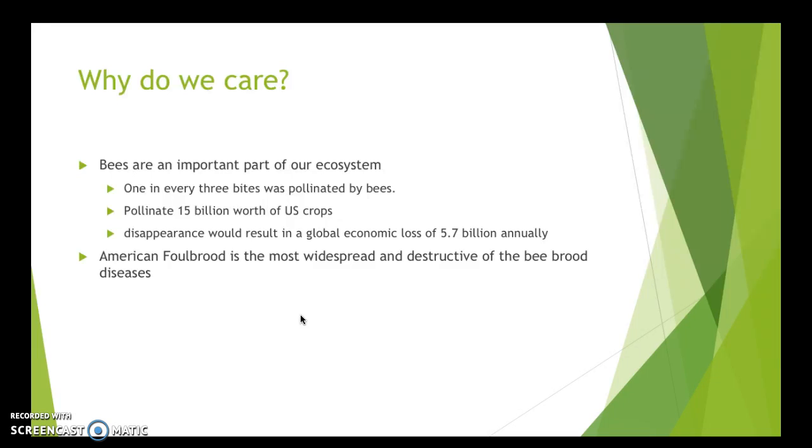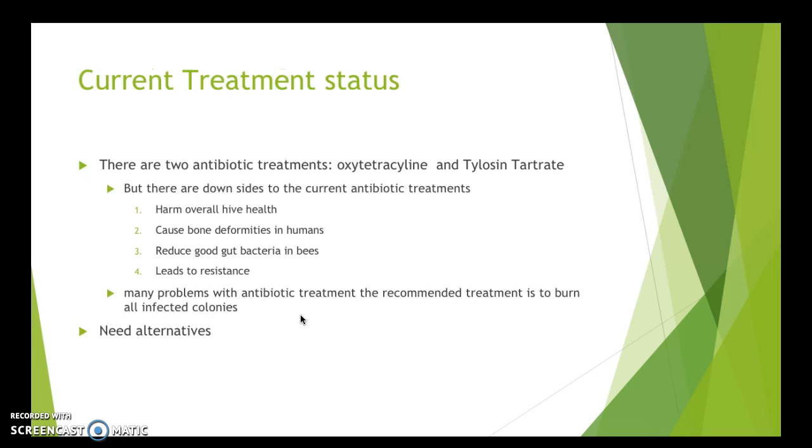They also pollinate crops such as apples, almonds, broccoli, strawberries, and much more. To put this all into a dollar amount, bees are responsible for pollinating $15 billion worth of U.S. crops alone, and their disappearance would result in a global economic loss of $5.7 billion annually. The bees have been disappearing for many years now, and one of the reasons is American Foulbrood, as it is the most widespread and destructive of the bee brood diseases.